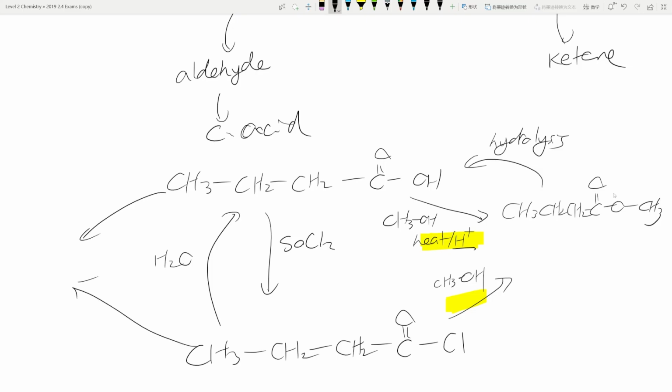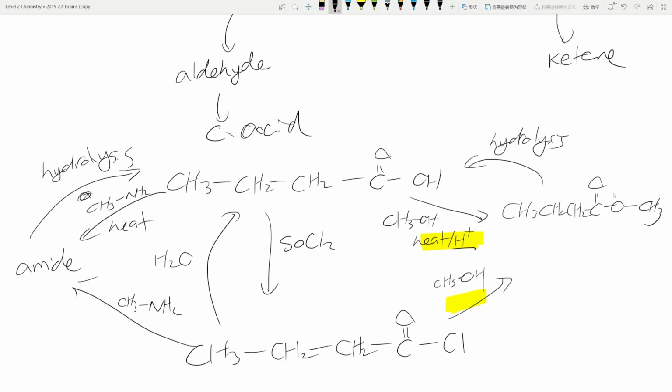And then you can do exactly the same thing. I'm not going to draw it here, but with the amide, you can, let's say add CH3NH2, but then again, you need heat. And for this one, you need CH3NH2. You don't need heat. You make the same amide, and then you can return that into hydrolysis. You can make the carboxylic acid again.